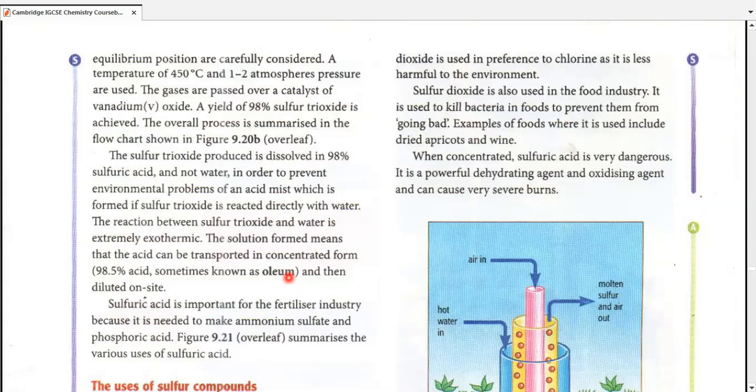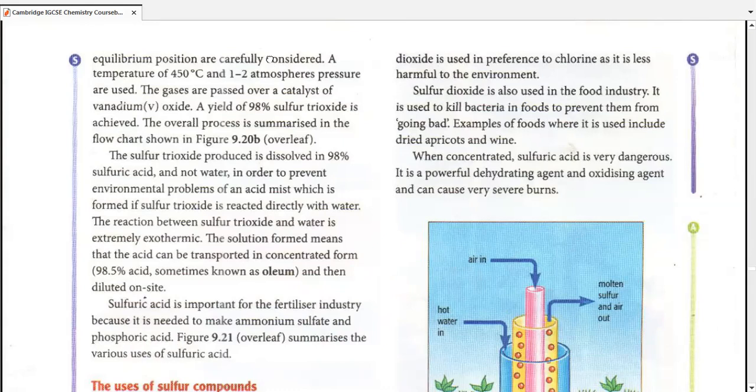We're going to see actual chemical equations for that. But before we do that, there are a couple of uses we need to go on with. Sulfuric acid is very important for the fertilizer industry because it is needed to make aluminum sulfate. We've already discussed that. Sulfuric acid is also used to make phosphoric acid, and phosphoric acid is then used to make ammonium phosphate. We already know that.